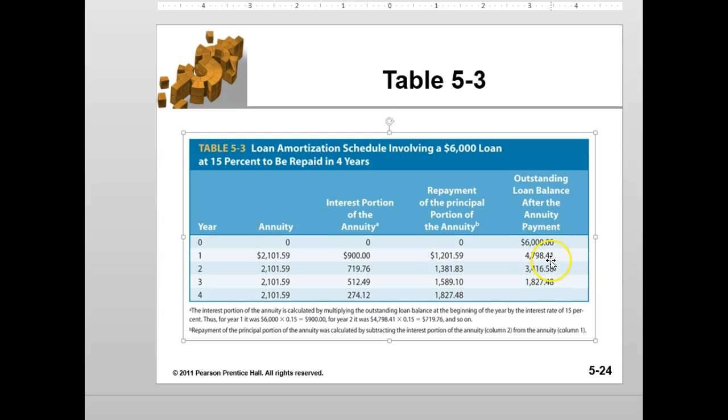That makes the remaining principal 4,798. You multiply that times 15%, that becomes the interest portion of the payment. Subtract that from the 2,101, and that becomes your portion of the amount paid on the principal. Subtracted from 4,798 gives you the remaining principal, and you just continue that. So that's kind of how it amortizes, and you can tell what your interest expense is versus what your carrying value of it is.